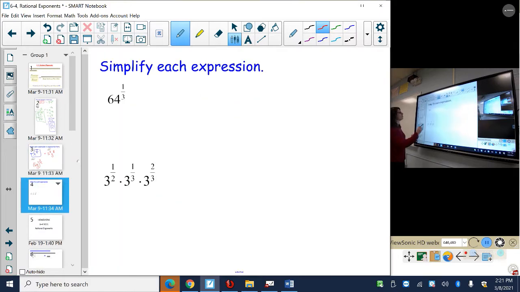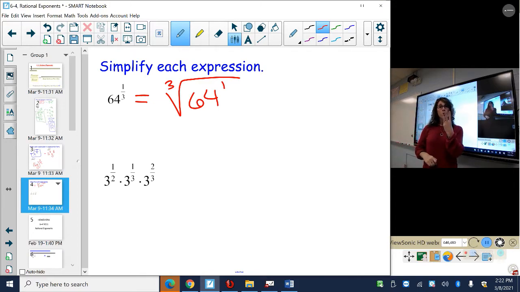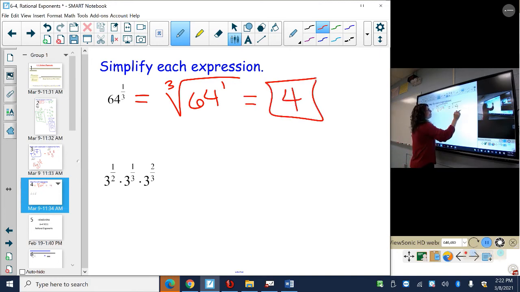Simplify each expression. Well, 64 to the 1/3 power, that is going to be check mark of 64. The power is 1, the root is 3. What number multiplied by itself 3 times is 64? Well, that is going to be 4.